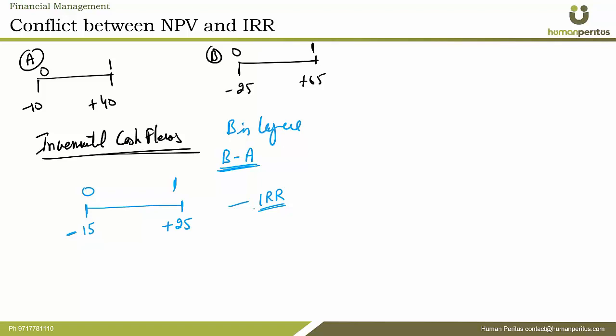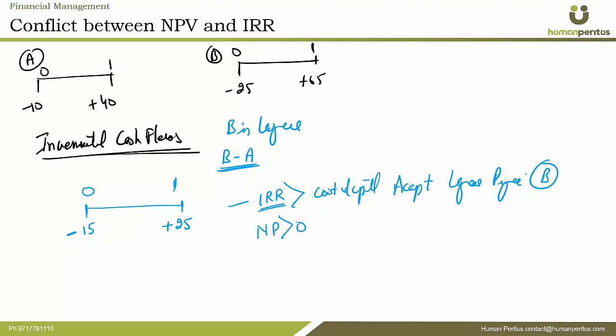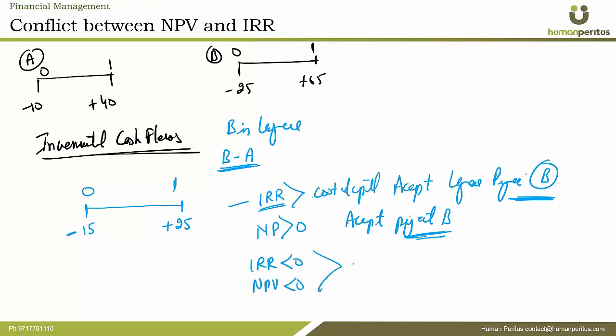So now what will happen? Now it becomes very simple. In this case, if my IRR is greater than cost of capital, I will accept the larger project. So I'll accept B. Or you can also do, if NPV is greater than 0, I will accept the larger project, which is Project B. Okay? Or if IRR is less than the cost of capital, or NPV is less than 0, then I will accept Project A.